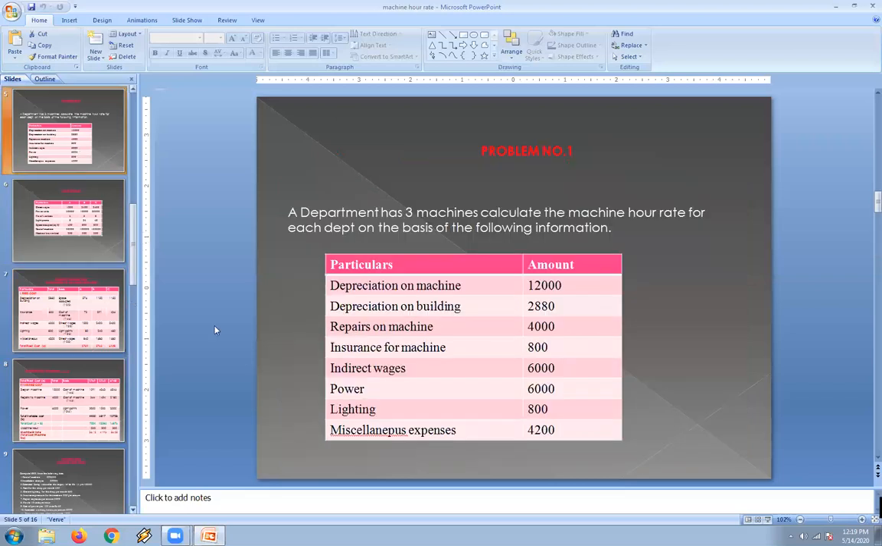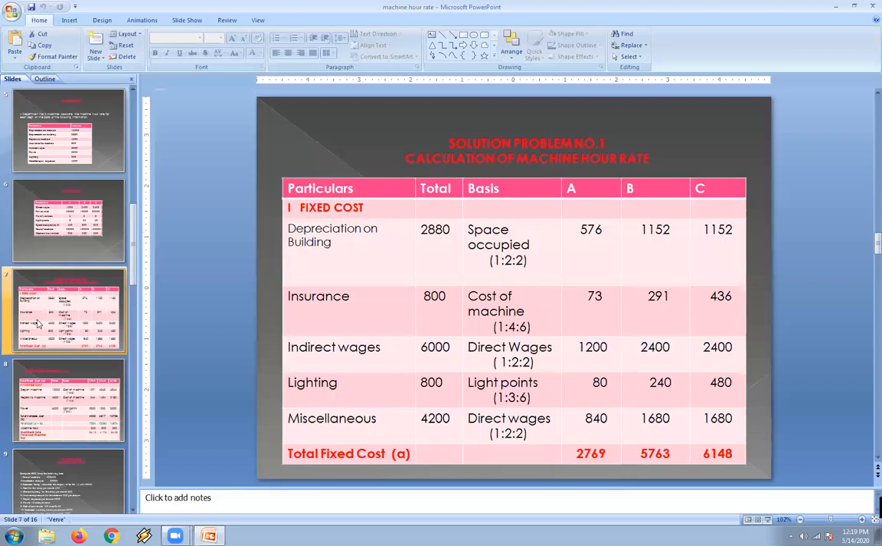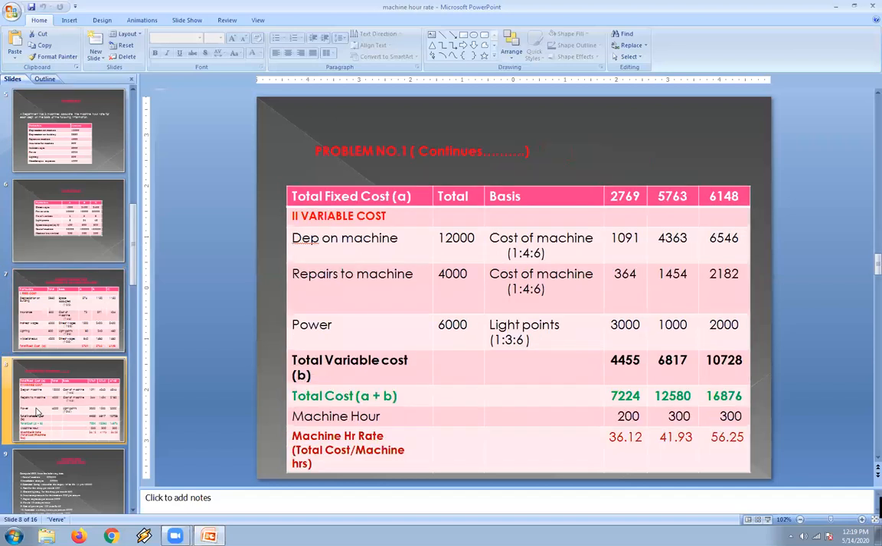Let us take the third one, the repairs on machine. As it is an indirect expense, we have to show it under the heading of variable cost. The repairs on machine, 4,000, we have allotted on the basis of cost of machine, that is 1:4:6. That is 364 for A, 1,454 for B, and 2,180 for C.